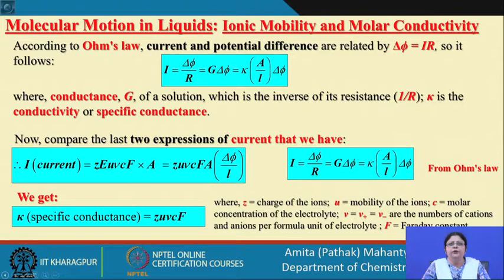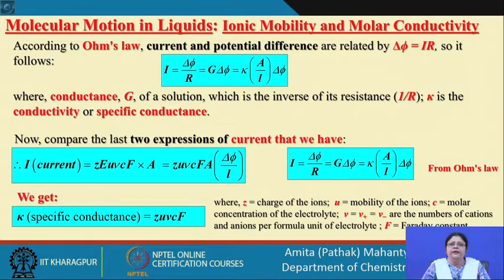So, according to Ohm's law, if you have a current I and a potential difference delta phi, then the potential difference, the voltage, is equal to IR. So, the current is equal to V by R. Here I am expressing V as the potential difference across the two electrodes, that is delta phi by R. We had derived this in the last class, that it is equal to G into delta phi, where G was the conductance, which is 1 by R.